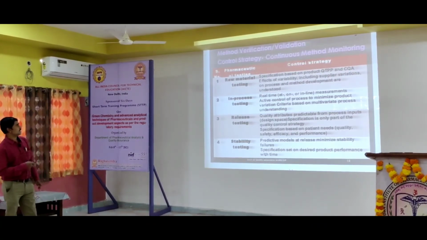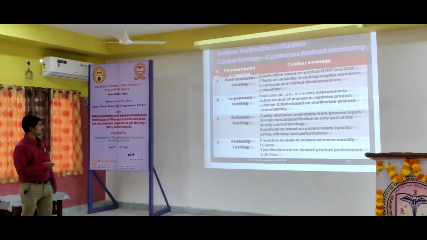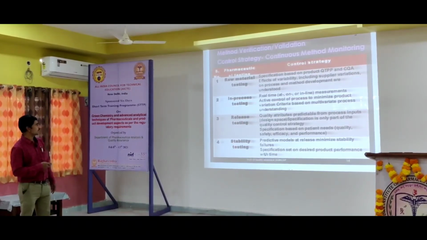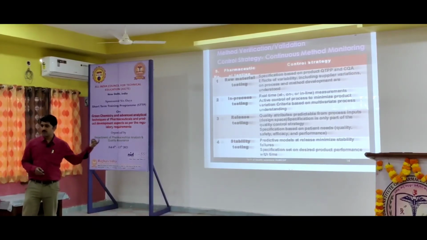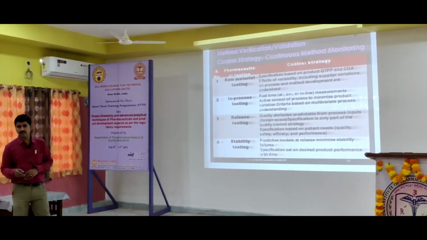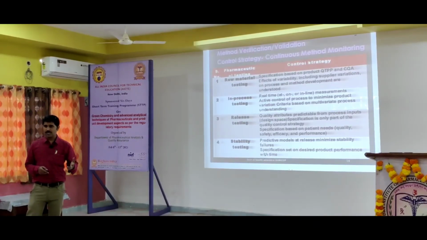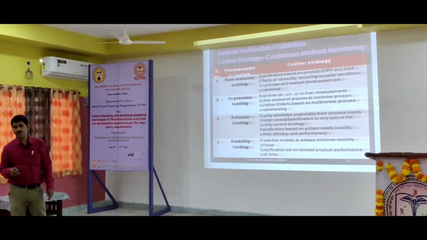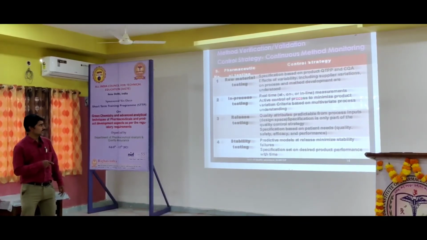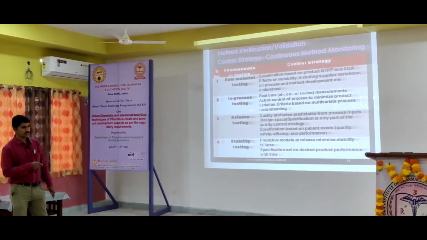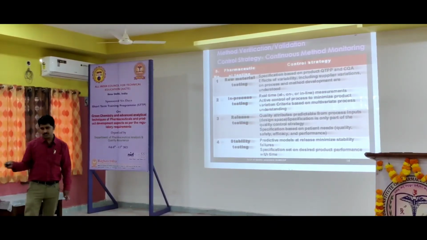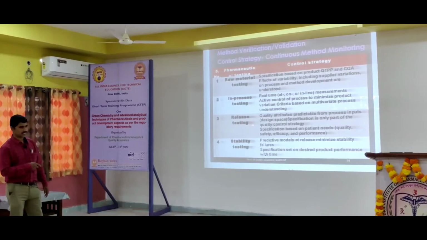So method verification and validation control strategy. Here, if you see, first for raw materials testing, what control strategy are you following, and for in-process testing, release testing and stability testing. Raw material testing specification is based on the product QTPP and CQA, whereas in-process testing is especially useful for pharmaceutics QbD. When you are processing a tablet, you perform in-process quality control tests. In between, if you have any problem and want to check real-time analysis, that is in-process testing. And once the product is ready to release, that is release testing.